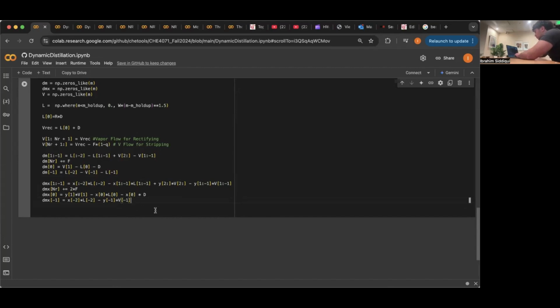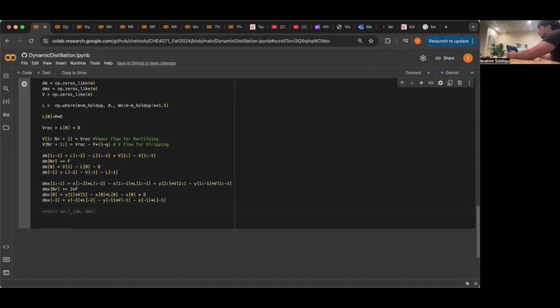Okay, so this is going to be subtracted by our x at -1, multiplied by our liquid again at -1. All right, so now that we have that initialized, what we want to do is define what dx is in this case.